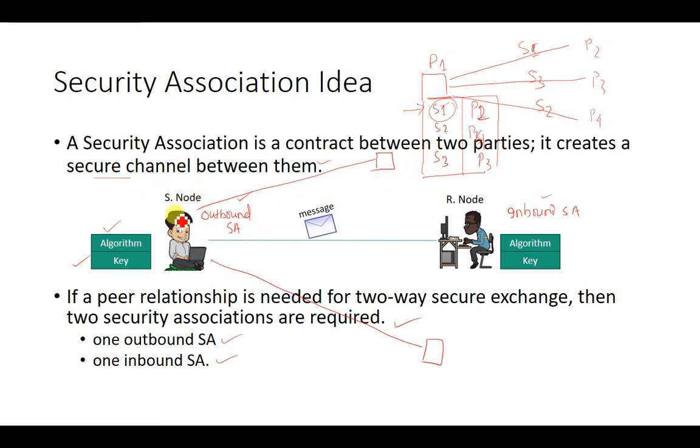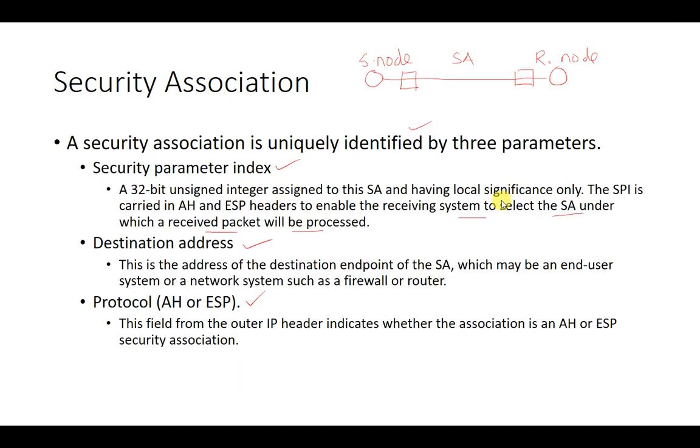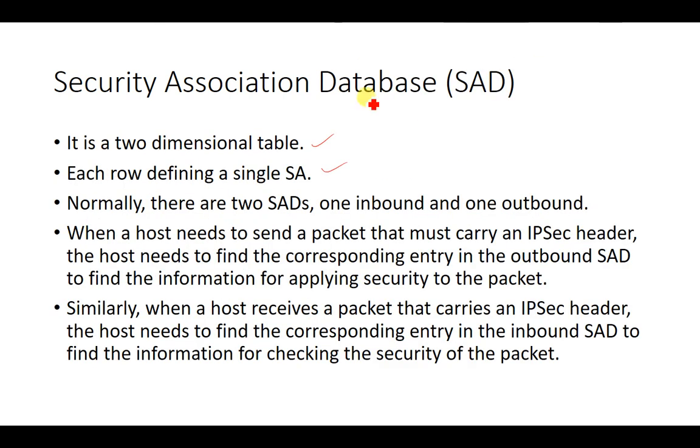So we have to maintain a database over here, and he also maintains a database. According to this analogy, now you can easily understand these two points. When a host needs to send a packet that must carry an IPSec header, the host needs to find the corresponding entry in the outbound SAD to find out the information for applying the security to the packet. So what type of security I have to apply needs to be found out from the SAD database.